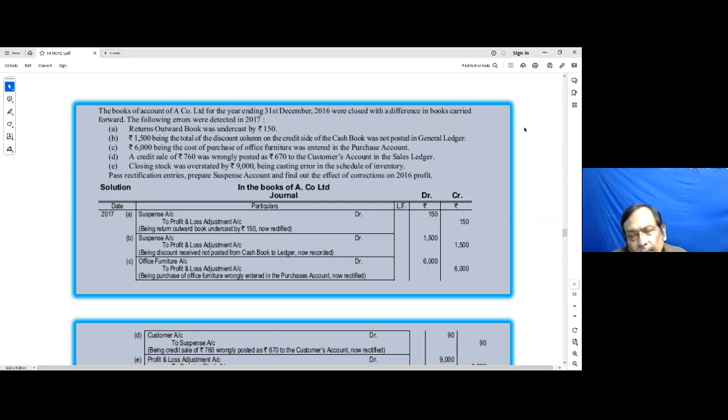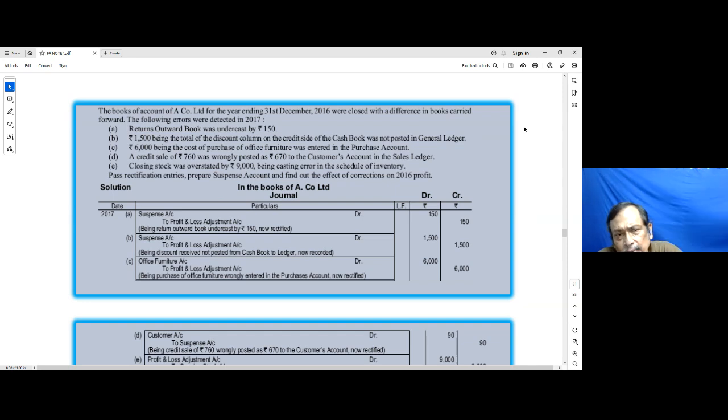Returns outward book was undercast by rupees 150. So what is the meaning of return outward? That is return outward. That means you have purchased the goods and you are returning the goods. It was actually undercast. That is 150 rupees has been shown less. So that's why your profit was less. So you have to adjust with a suspense account.